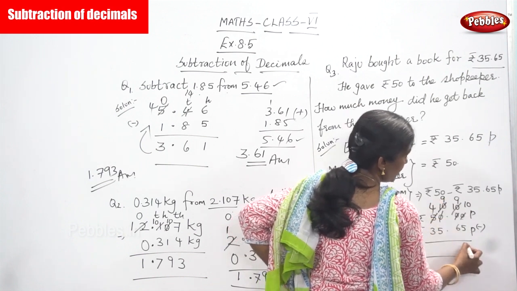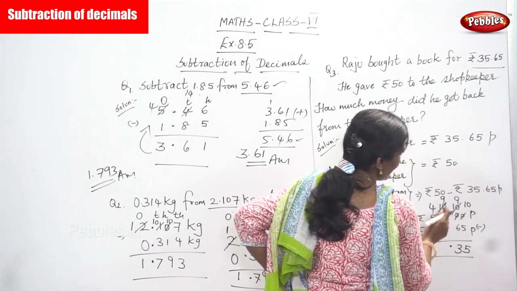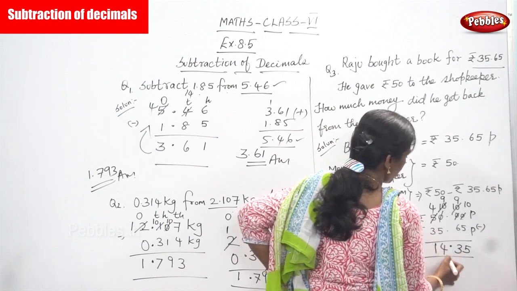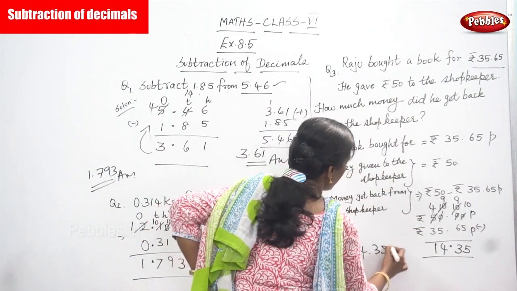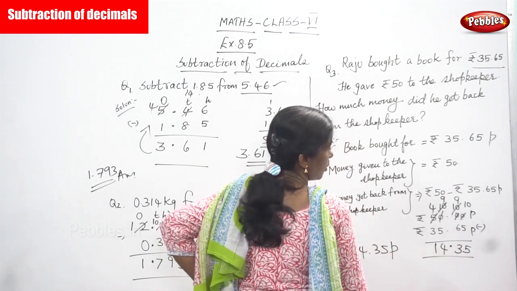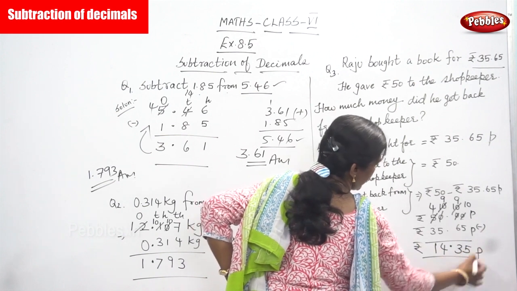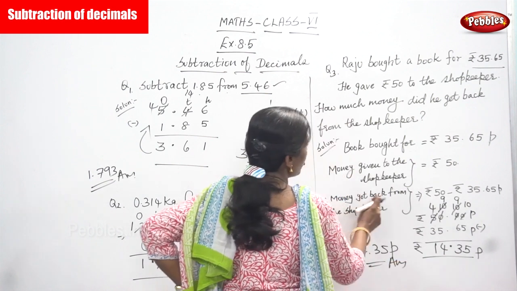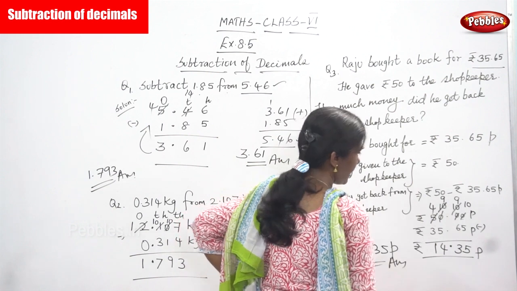10 minus 5 we know is 5, and 9 minus 6 you get 3. Then you have to put a point. 9 minus 5 you get 4, and 4 minus 3 you get 1. So the answer is rupees 14.35, 14 rupees 35 paise. I think I understand the concept. 14 rupees 35 paise is the right answer for the question. So money got back from the shopkeeper is rupees 14.35, that is 35 paise.